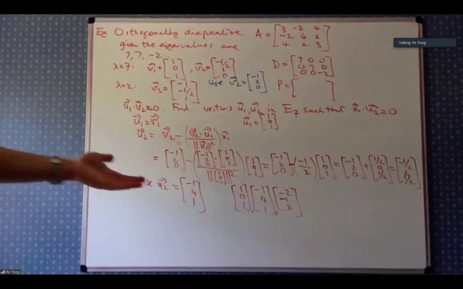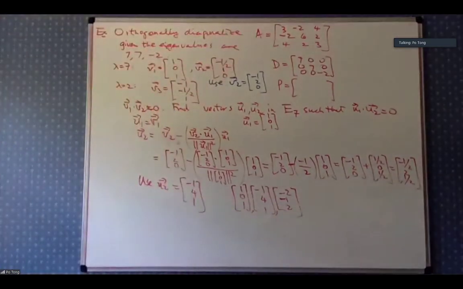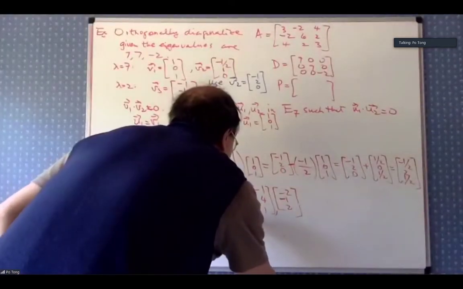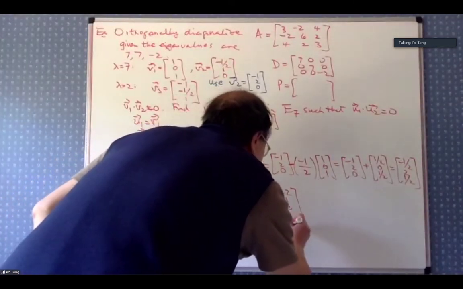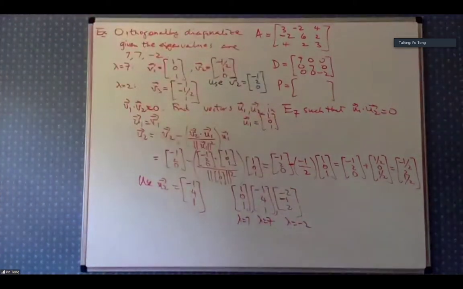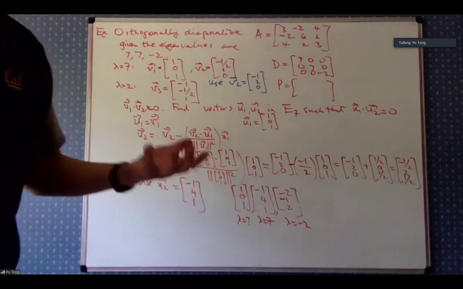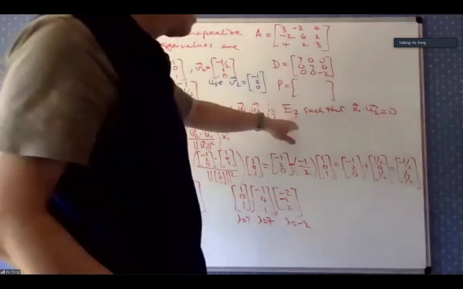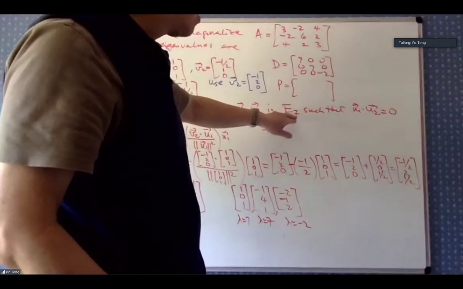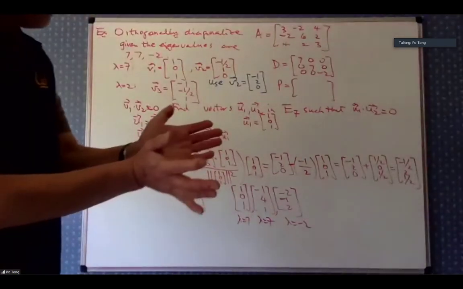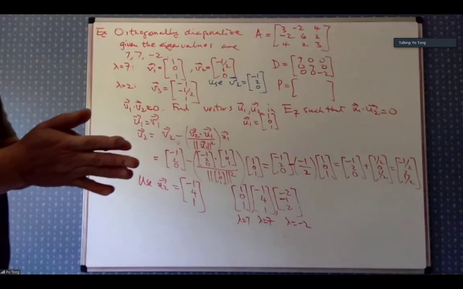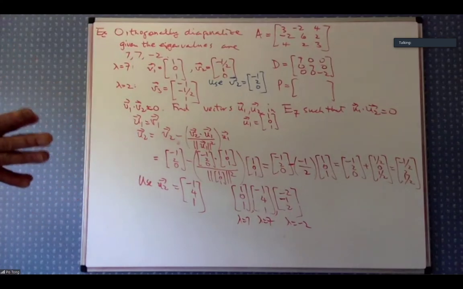Can you check that these three are actually orthogonal to each other? These first two are for lambda equal to 7, and this guy is for lambda equal to -2. Any question? You guys know what we just did? We take the two vectors in the eigenspace corresponding to lambda equal to 7, and we basically take two perpendicular ones using the Gram-Schmidt process.